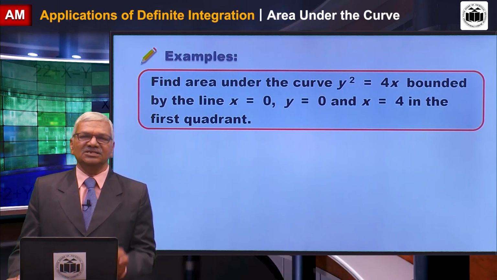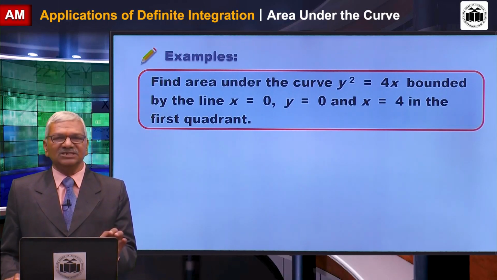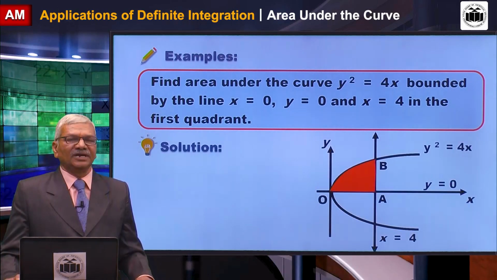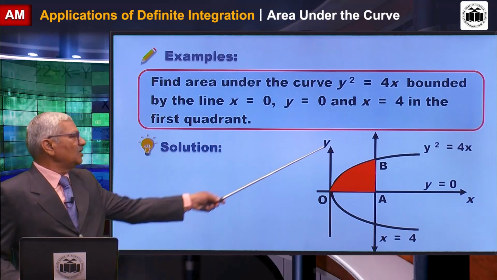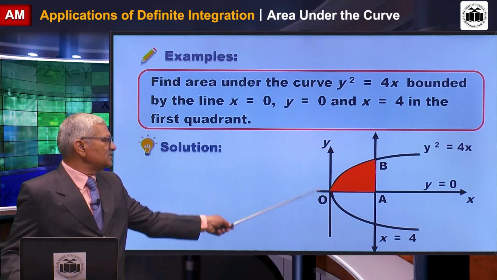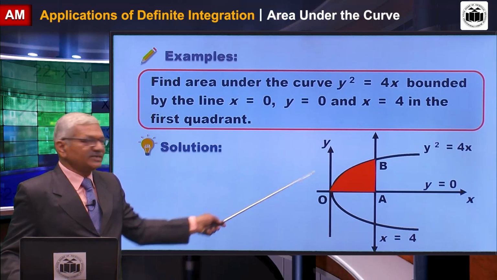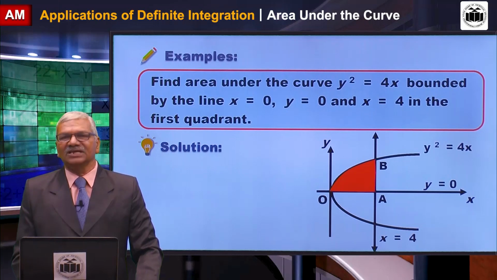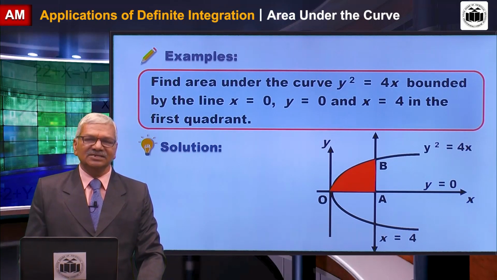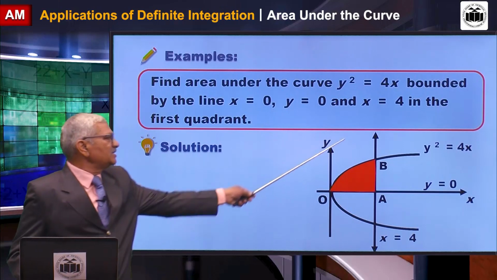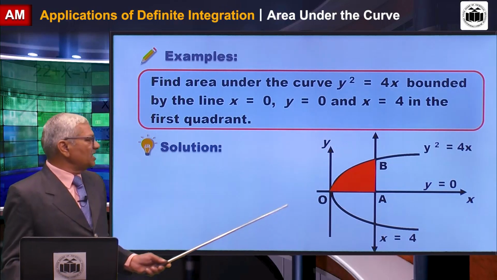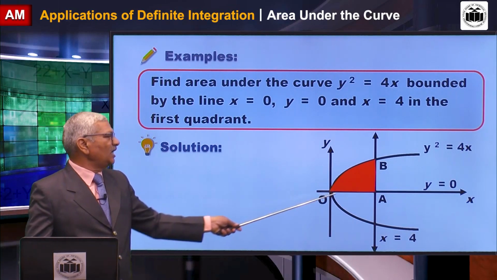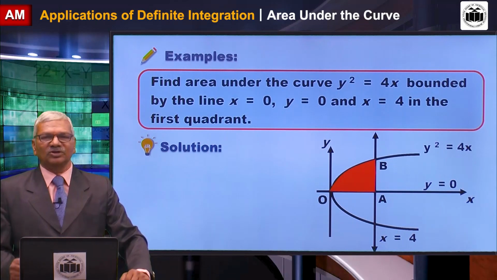In this case, y square equals 4x is symmetric about the x-axis. See the diagram. In this diagram, this is a parabola y square equals 4x whose vertex is the origin and symmetric about the x-axis. Another is x equals 4, a line parallel to the y-axis, which is drawn in the diagram. The boundary is y equals 0, that is the x-axis. Hence, the region is OAB whose area is to be found out.